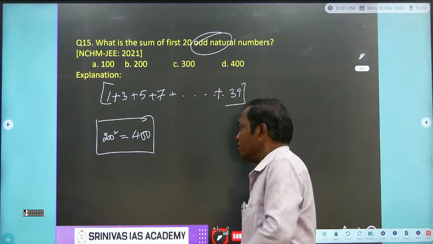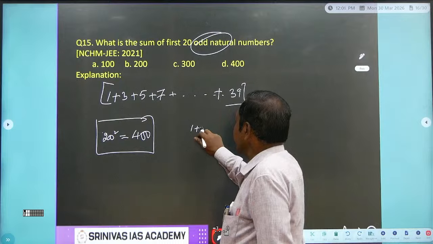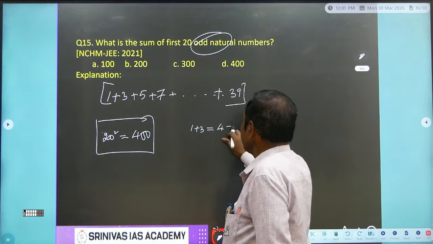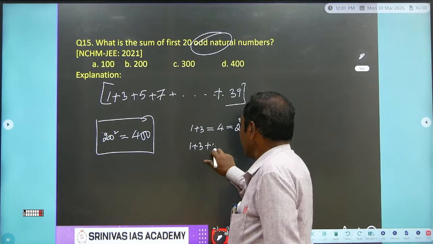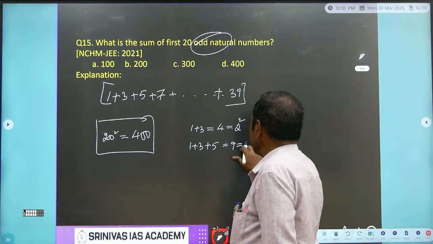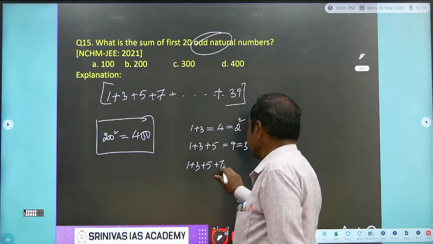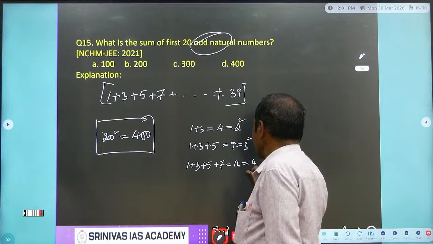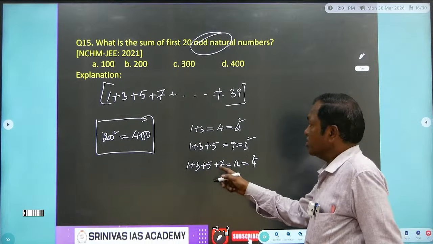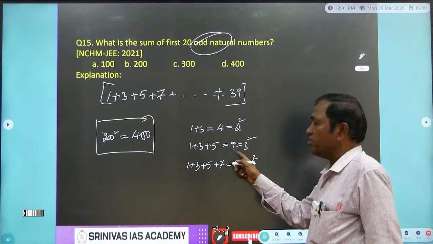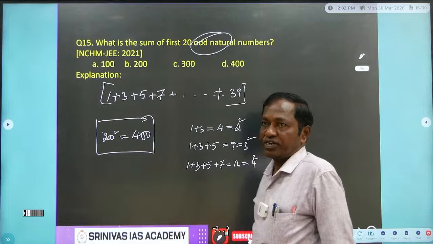I will tell you the concept also. See the sum of odd numbers: 1 plus 3, the sum of two numbers, is 4, which equals 2 square. 1 plus 3 plus 5 is 9, equals 3 square. 1 plus 3 plus 5 plus 7 is 16, which is 4 square. This is a rule, a formula. Sum of 2 odd numbers is 2 square, sum of 3 odd numbers is 3 square, sum of 4 odd numbers is 4 square. Sum of 20 odd numbers is 20 square, which is 400.